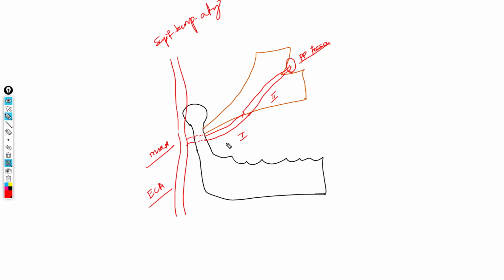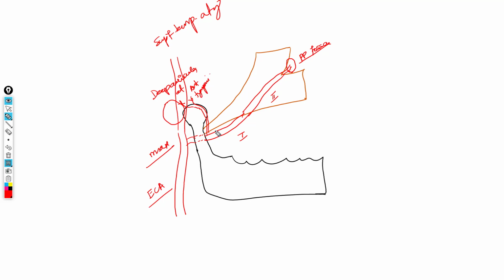So we'll see what are the branches from the first part of the maxillary artery. First part will give a branch here that will go and supplies the ear. So what is that artery? This artery is called as a deep auricular artery. First part, deep auricular artery. Then gives another branch that is called as an anterior tympanic artery.